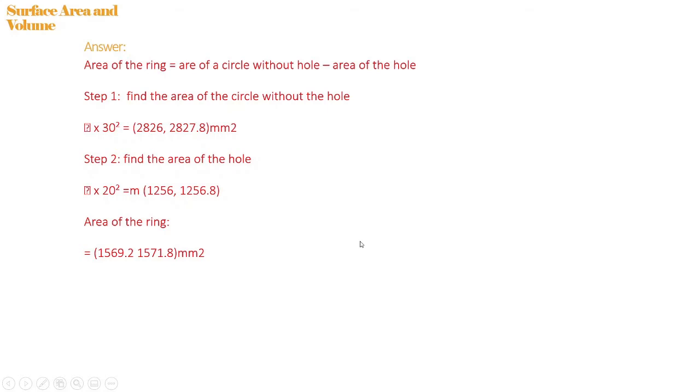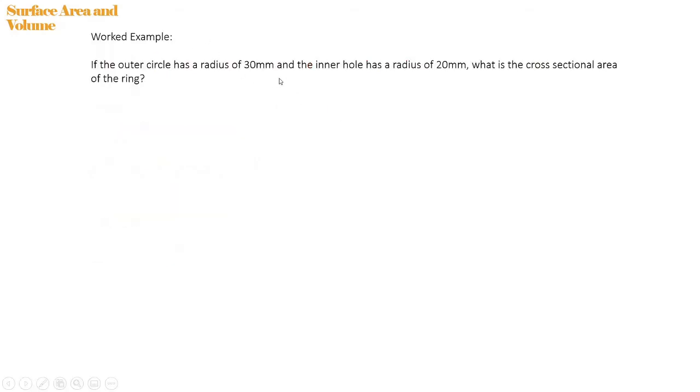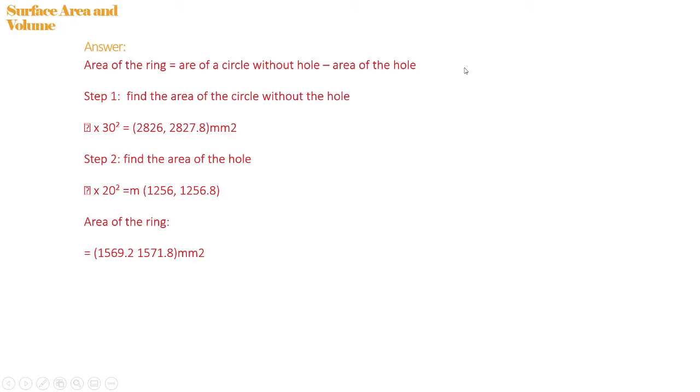So again, how do we mix it up? Same thing, it's really easy. You could change those measurements, so that could be 40, 50, 10, 15, whatever you want, as long as you can figure out the area of the circle without the hole, the area of the circle with the hole, and subtract the difference.